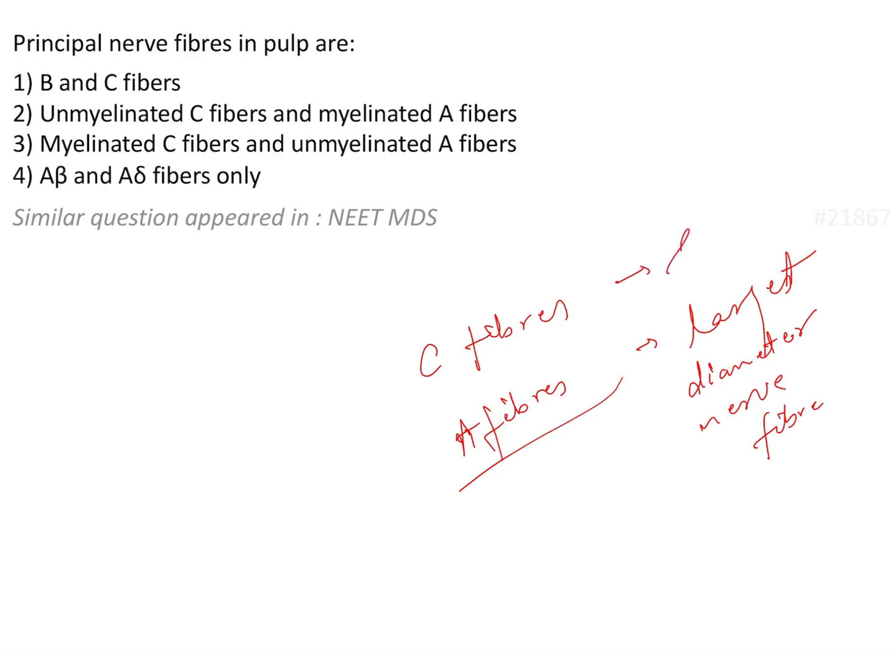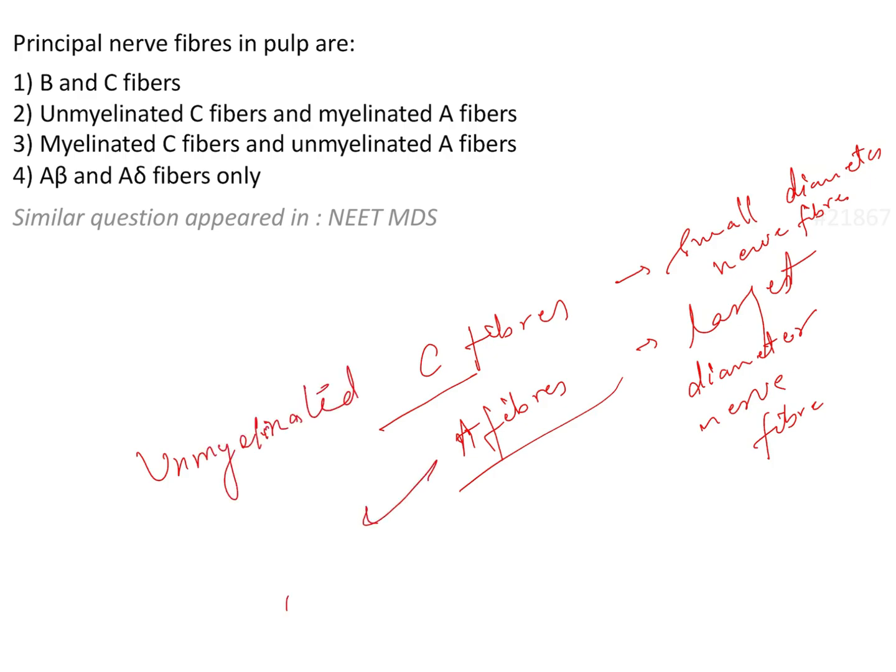C fibers are the smallest, small diameter nerve fibers. Now C fibers are unmyelinated and these are myelinated ones. So here, see the options. Unmyelinated C fibers and myelinated A fibers is the correct answer.